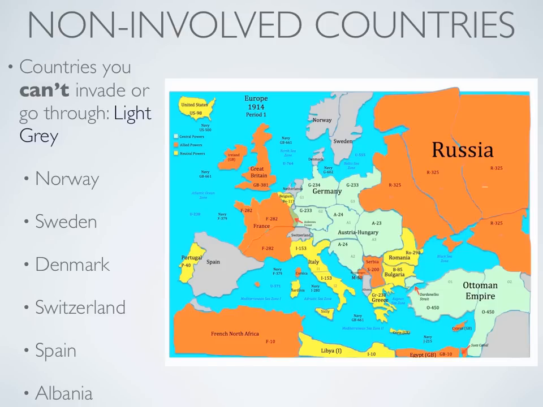The countries in gray on the map cannot be involved in the simulation in any way. You can't invade them, you can't pass through them, and you can't do anything to them. These are the countries of Norway, Sweden, Denmark, Albania, Spain, and Switzerland.